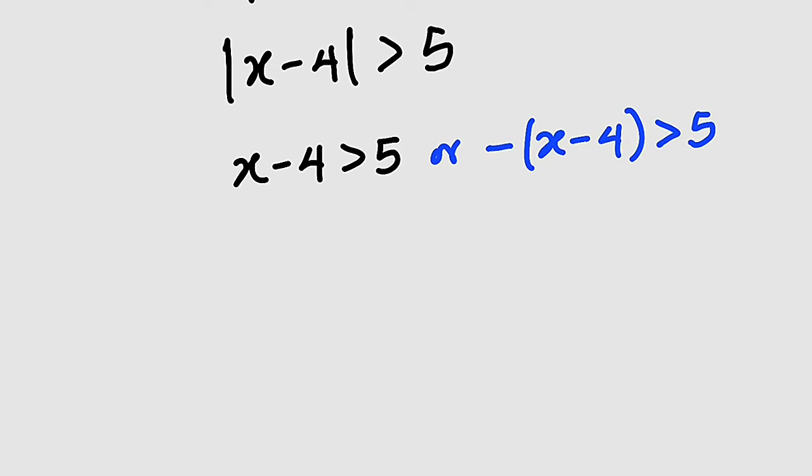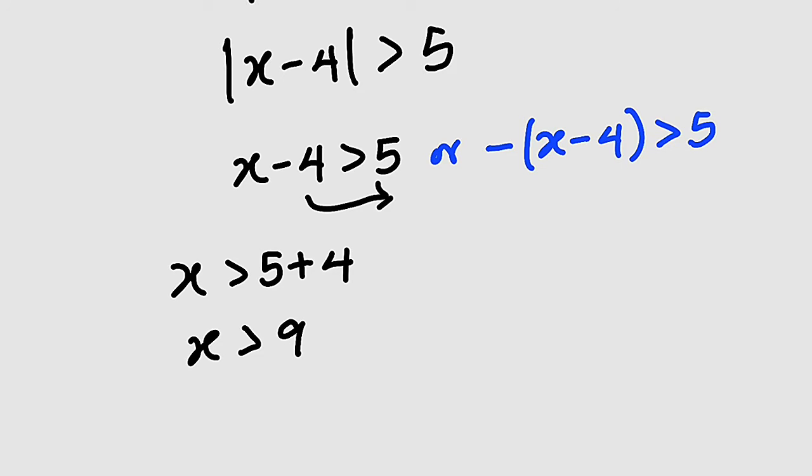Let me start with the first one. We take -4 to the other side. We have x greater than what? 5 plus 4. And therefore, x is greater than 9. So it means x can take other values greater than 9.